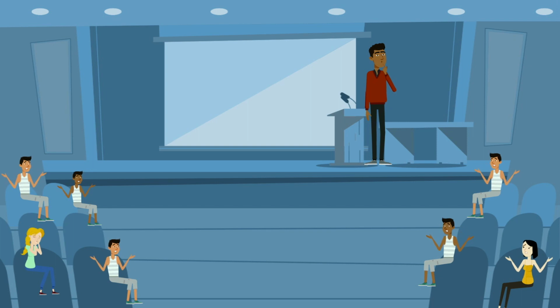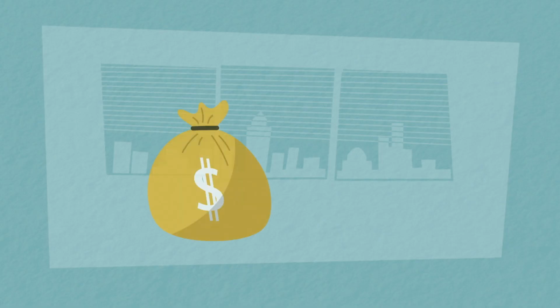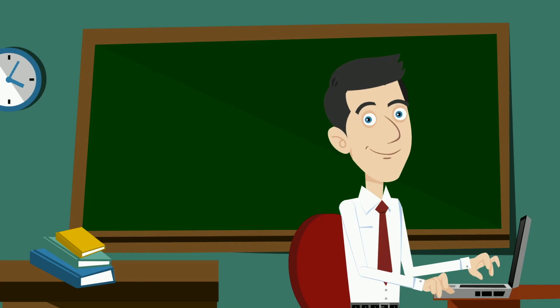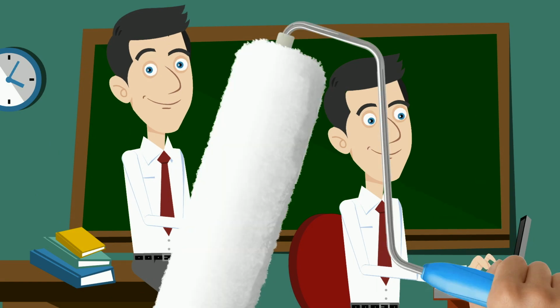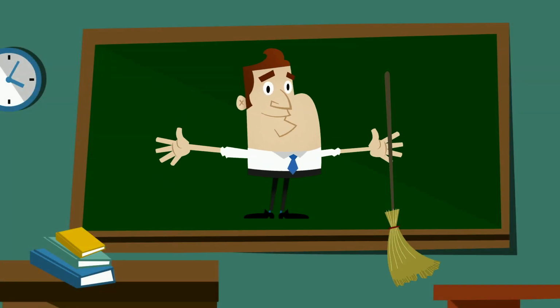Ladies and gentlemen, welcome to Magical Maths. In today's video, we are going to explore whether 1 is equal to 2. Does that mean $1 million in your bank account is actually worth $2 million? Or does that mean there's a duplication of everything in the world? Well, let's get our magic wand and explore maths.